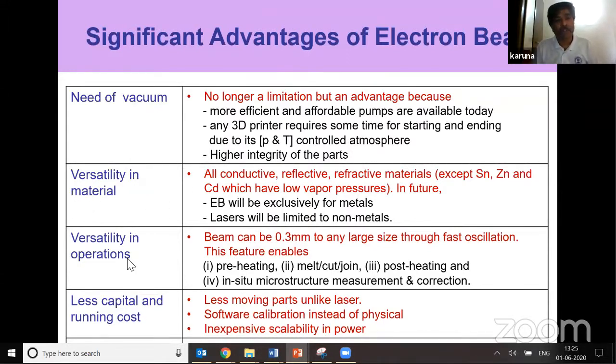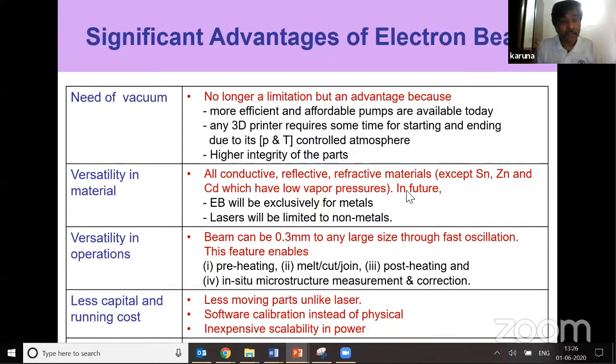I'm mentioning two types of versatility. One is material-related versatility. The other is operation-related versatility. Electron beam can handle all kinds of metals. Unfortunately, it cannot handle non-metals like ceramics and polymers. Otherwise, because electron beam means conductivity is required. So only metals can be handled, but it can handle all kinds of metals, whether they're thermally conductive or electrically conductive or not.